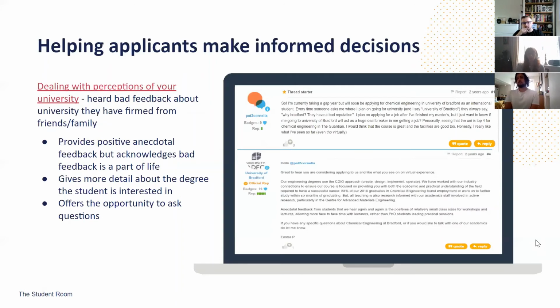This next example comes from the University of Bradford official rep, and it's about dealing with perceptions of your university. Bradford have heard some bad feedback about their university, and they just wanted to confirm that. What they actually do is provide positive anecdotal feedback, but also acknowledge the bad feedback that is just part of the experience. They give a bit more detail about the degree the student is interested in, but they also offer the opportunity to ask further questions.